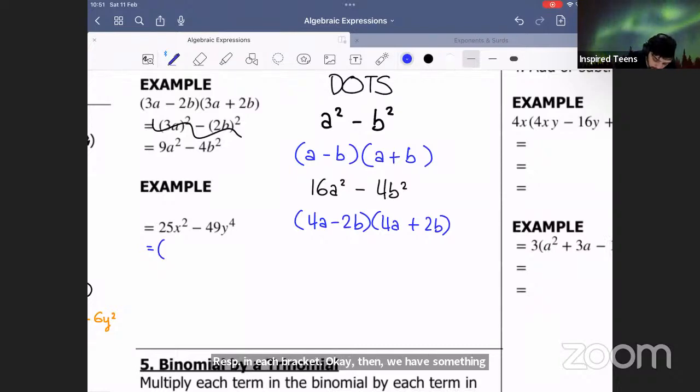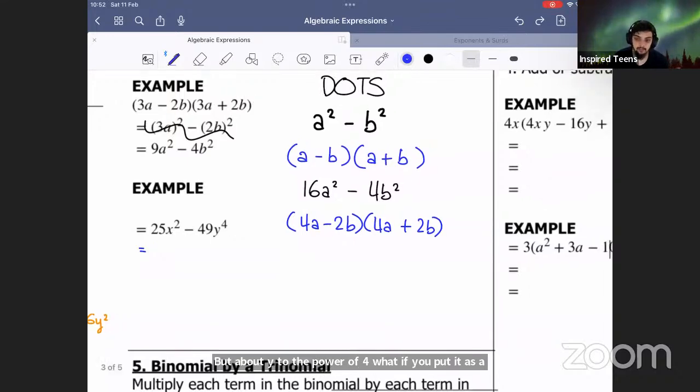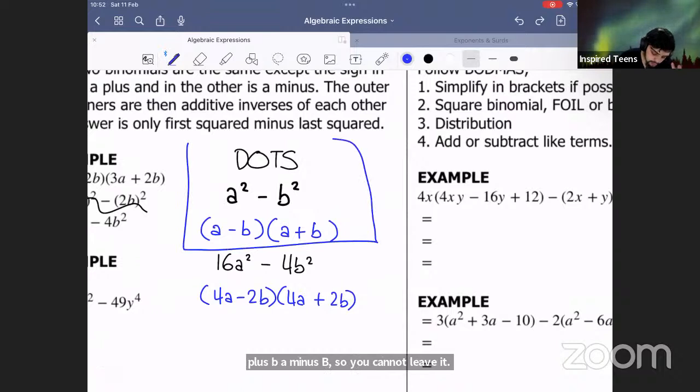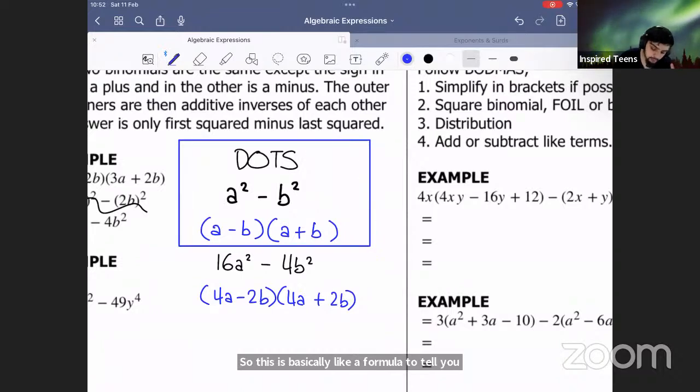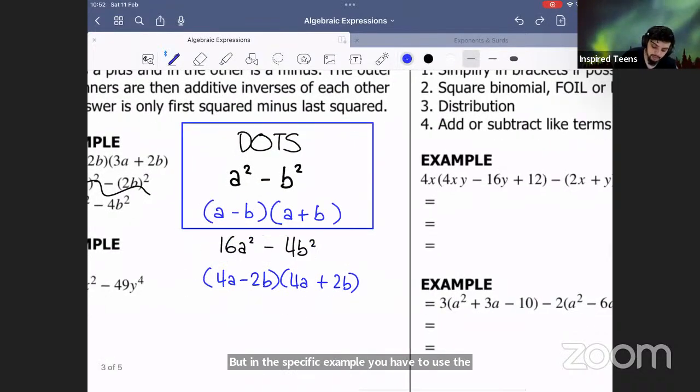where now we need to be able to judge, do we have perfect squares? And yes, here our numbers are perfect squares, like 25 and 49. X squared is a perfect square, definitely. What about y to the power of 4? What if you put it as a plus b, a minus b? So you cannot leave it. This is basically a formula that tells you what to follow every time. But in the specific example, you have to use the specific values and variables.